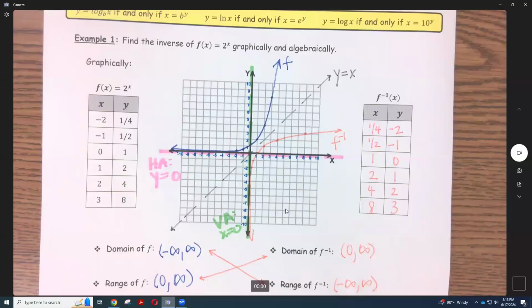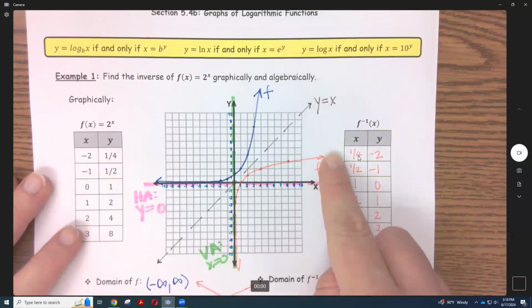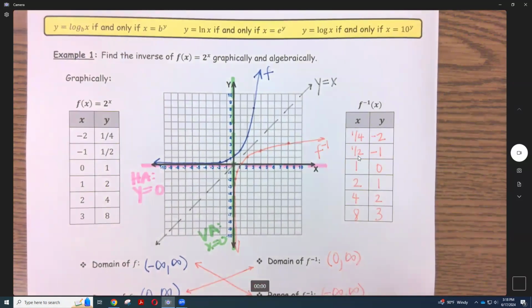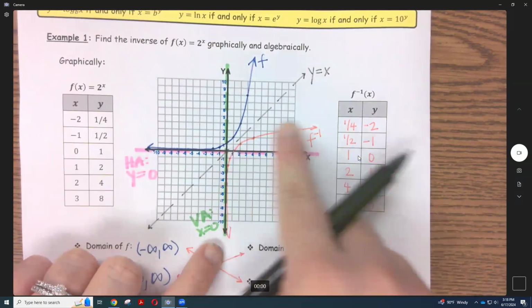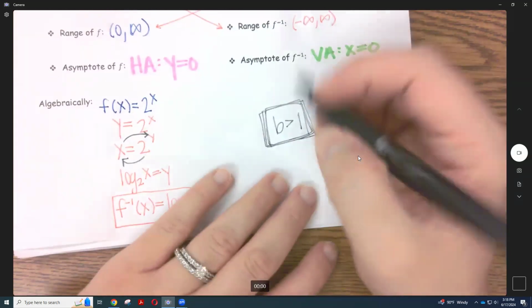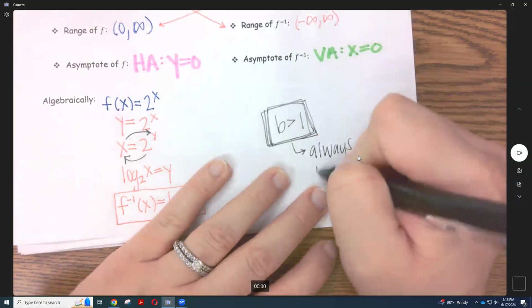So, coming back over here, our graphs are going to look like this right here when we have a base that is greater than 1. You can't see what I'm writing, but when we have a base that is greater than 1, we have this shape of an exponential where that is always increasing.